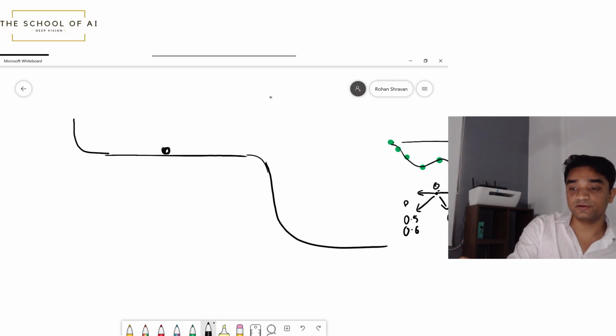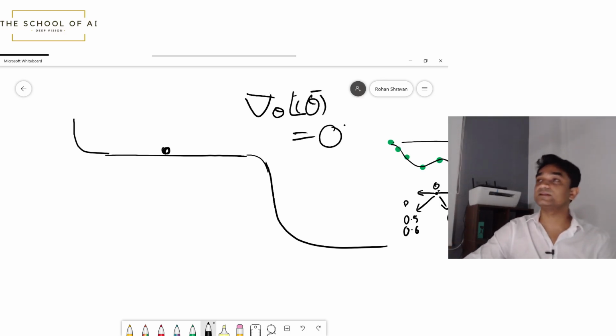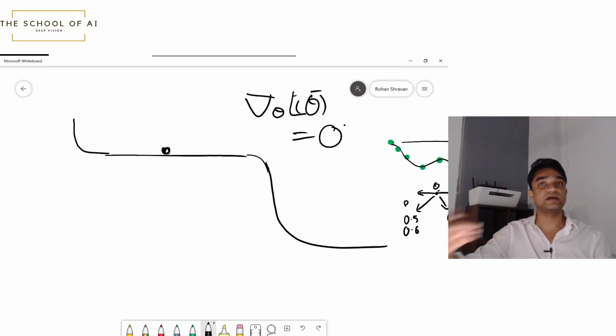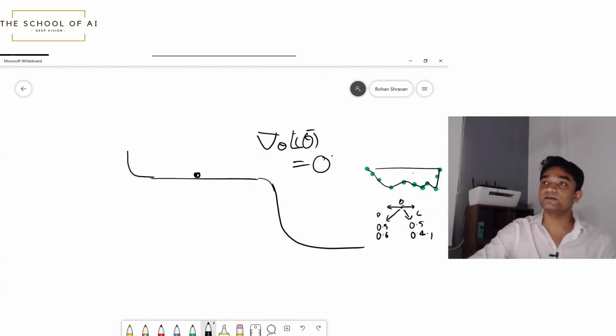Now here the gradient of your loss, theta dash, is equal to 0. It's just stuck there. Doesn't matter what you try, whenever you calculate the gradient, it's just there. It's not able to move. Is this part clear?